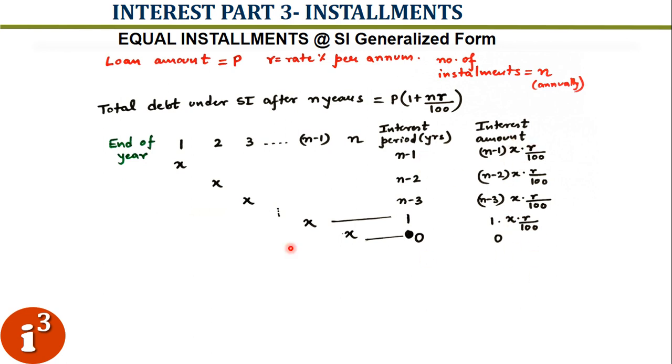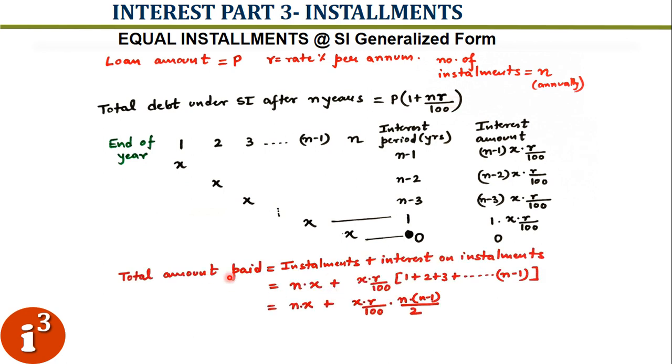And what is the installment you have paid? For n years you have paid x, so n into x will be the installment, plus interest on installment. This will be equal to the total debt that the bank expects from you. Simply you equate them and you get what you wanted, the generalized formula. So total amount paid is installments plus interest on installments. This is the total amount you pay.